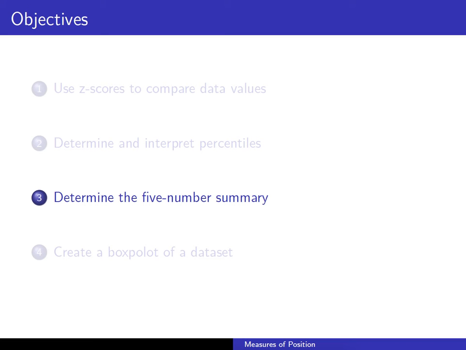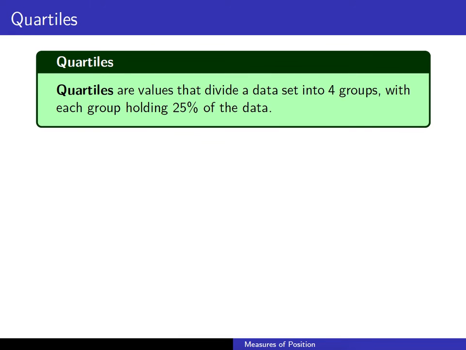Hi, in this video we're going to take a look at finding what is known as the 5-number summary. Before we get into that, we're going to take a little detour and discuss what are known as quartiles. Quartiles are values that divide a data set up into 4 groups, with each group holding about 25% of the data.